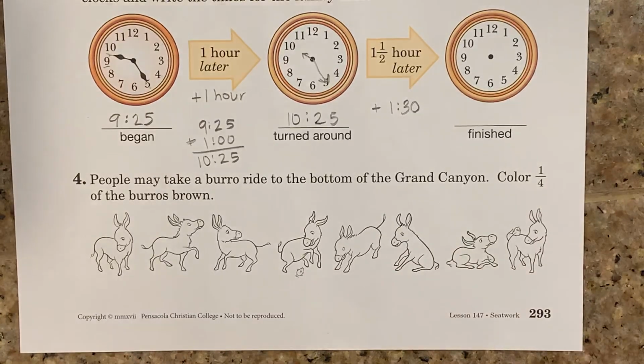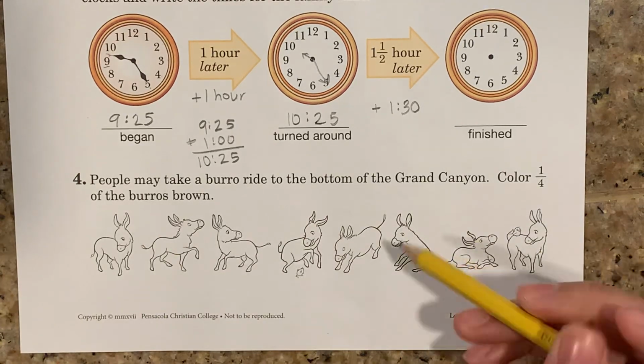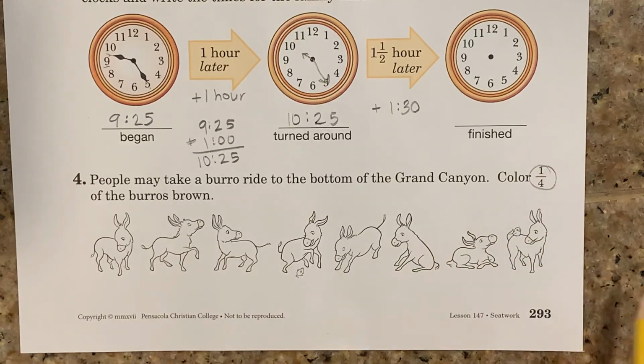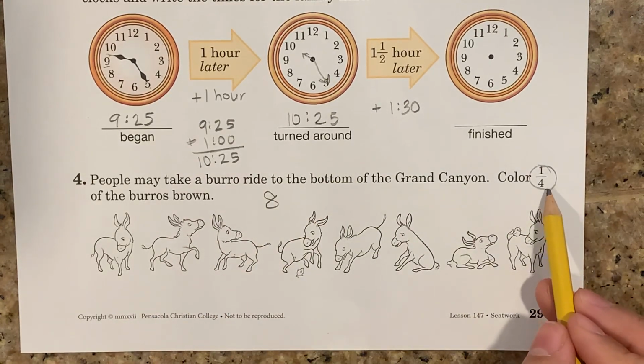Okay, number 4. People may take a burro ride to the bottom of the Grand Canyon. Color 1/4 of the burros brown. So first off, we need to see how many burros there are. And 1/4 means that we're making 4 equal groups. So let's count these up. 1, 2, 3, 4, 5, 6, 7, 8. So there are 8 total. We'll put an 8 there so we don't forget. And we have to make 4 even groups.